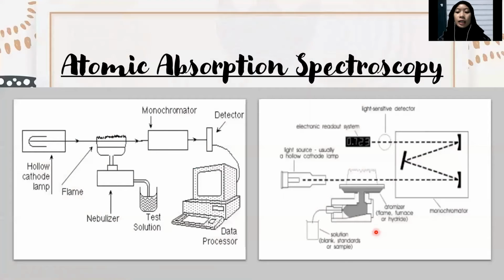So in AAS, there are two atom cells, namely flame atomic absorption spectroscopy and electrothermal atomic absorption spectroscopy. So as can be seen in these two figures over here, in an atomic absorption spectrometer, there are many components such as the light source, monochromator, detector, and so on. Each of these components will be discussed briefly in the following section, starting from the light source.